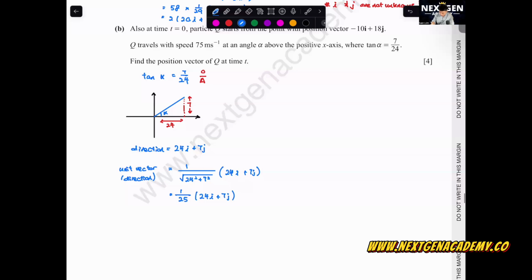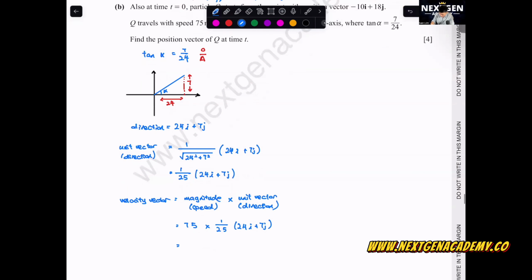Okay, then the velocity vector, which is the magnitude, your speed, multiplied by the unit vector direction. The speed they give us is 75 times 1 over 25, 24i plus 7j. This will be 3 times 24i plus 7j, which will get 72i plus 21j.